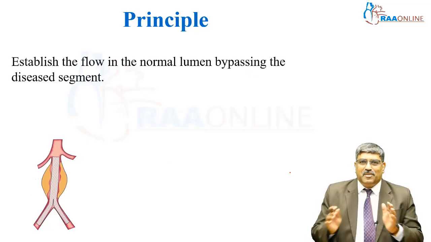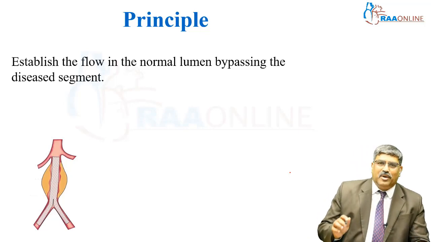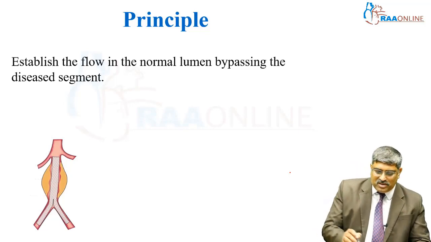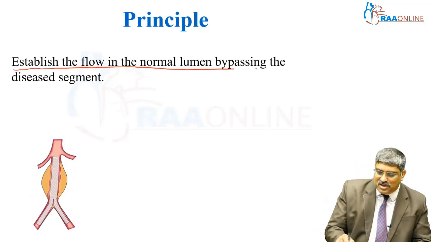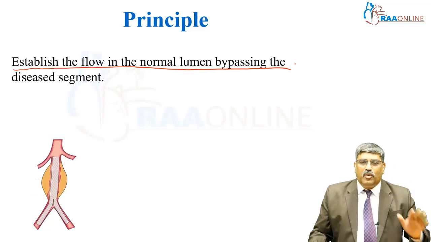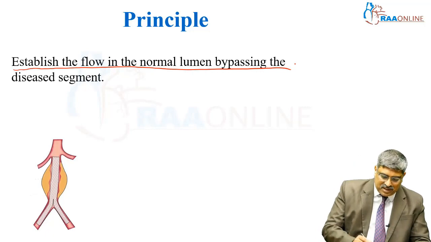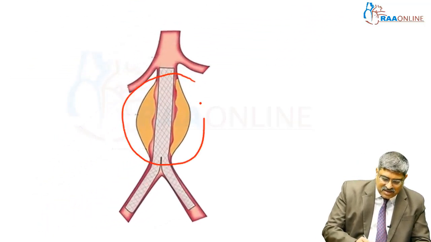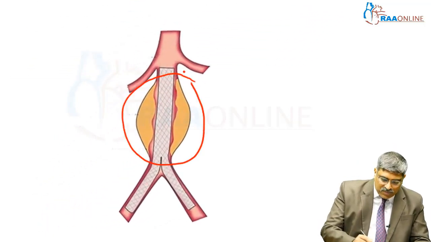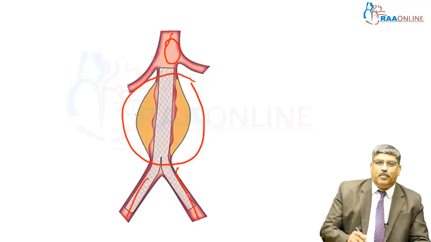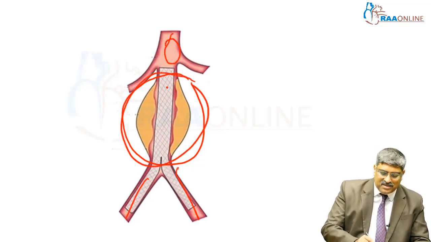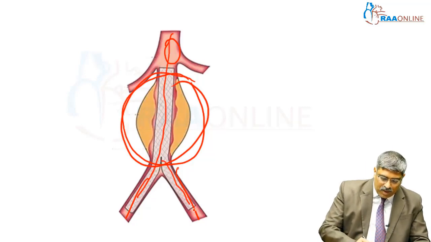What is the principle behind this endovascular treatment? Your simple goal is to establish the flow in the normal lumen by bypassing the diseased segment. This is the diseased aneurysm segment. All you have to do is establish a flow from this proximal part to the distal part. So, you place a stent in the diseased part, so the blood goes into the normal lumen.